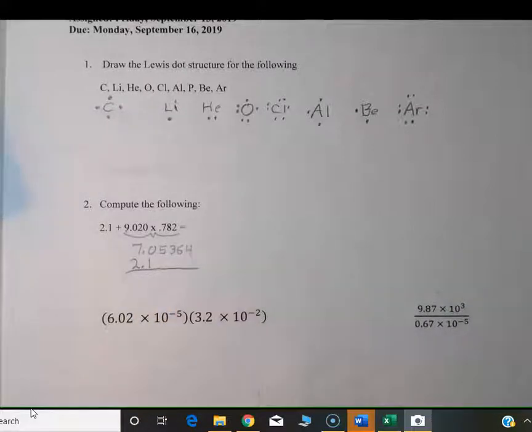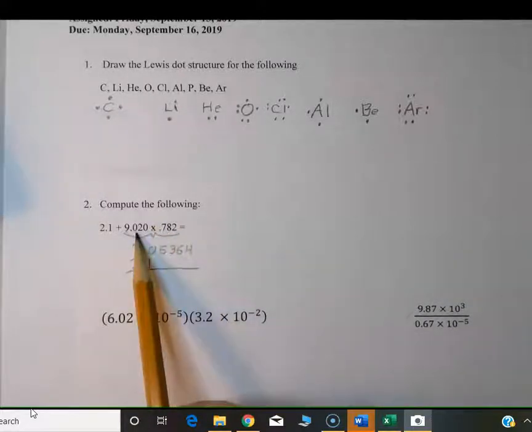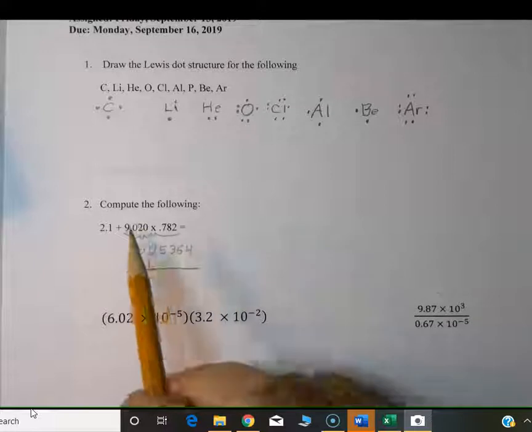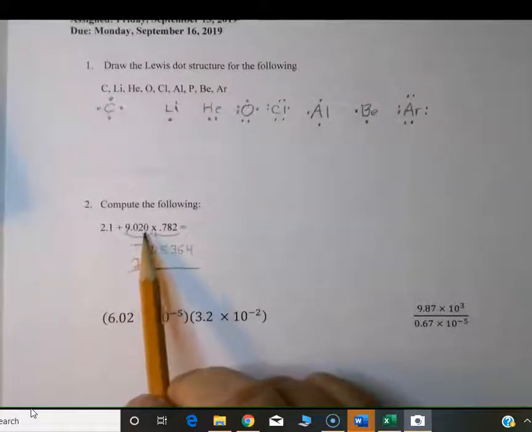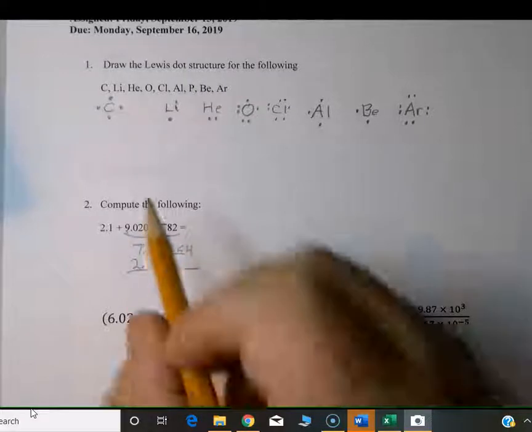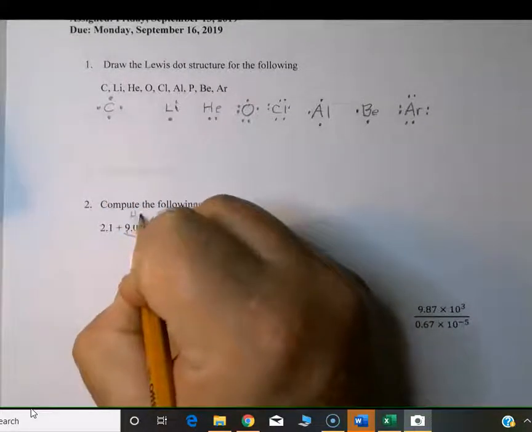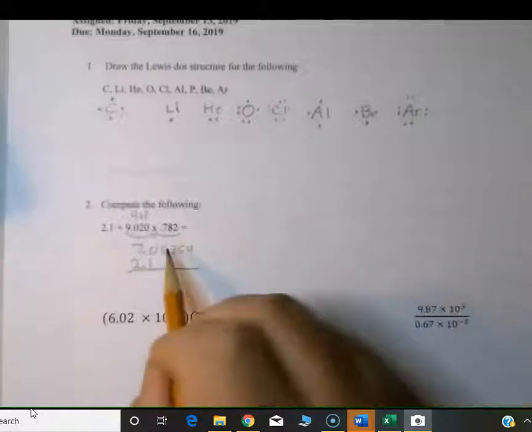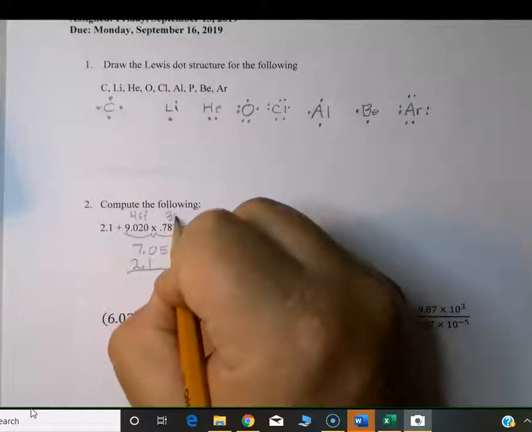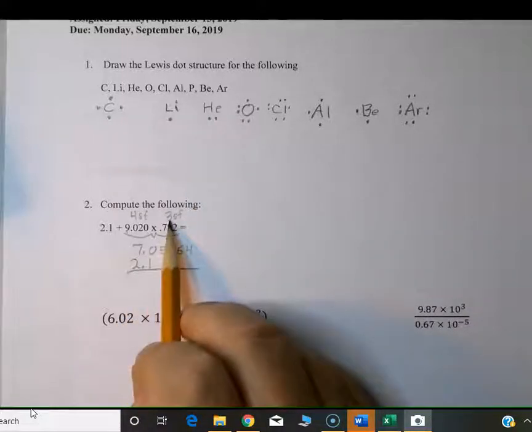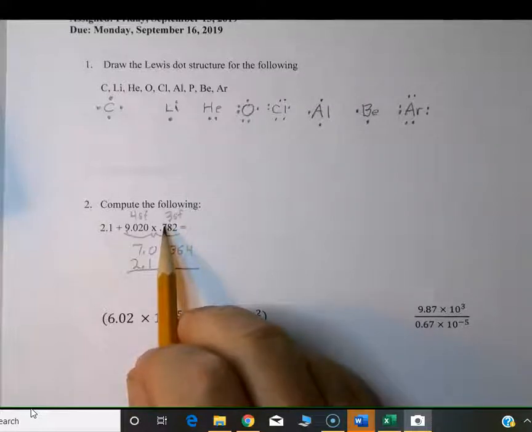Oh, and I neglected to do something. How many significant figures do I have? This one is 9.020. Okay, that trailing 0 is significant because there's a decimal point, so there's 4 significant figures. And this simply has 3 non-zero digits, so those are all significant. So my problem cannot have any more than 3 significant figures at the end. Doesn't mean it's going to have 3, but it can't have any more than that.